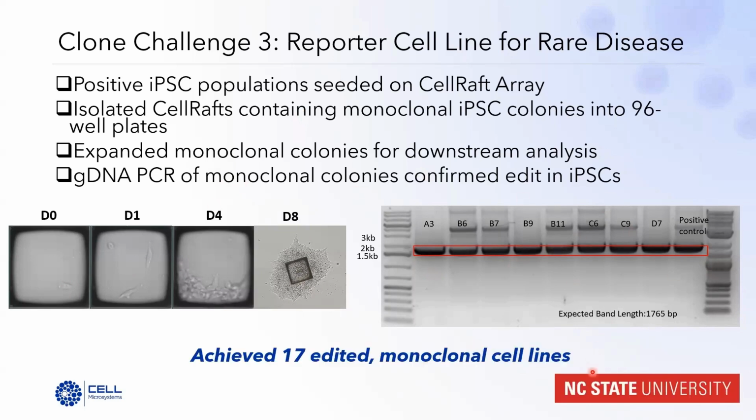And of everything that we tested, we were able to achieve 17 edited monoclonal cell lines. Again, that sounds like a huge number, and it was, but the important thing here is because they had a very specific downstream phenotype they were trying to achieve, they wanted to be able to test multiple edited lines to determine which was the right one.